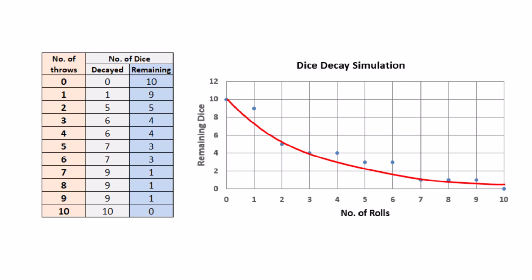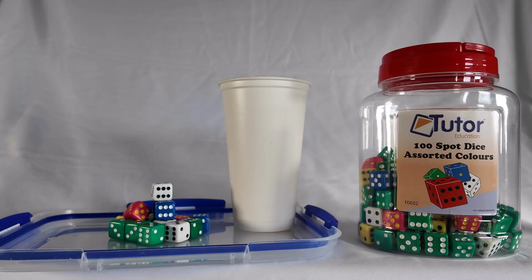A graph of dice remaining versus the number of rolls will be constructed, from which an estimate of the half-life of the dice simulation can be made. The larger the sample size of dice, the better the model. So let's undertake a 90 dice simulation.